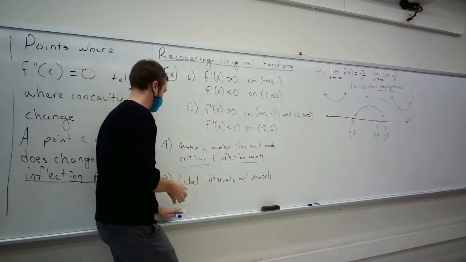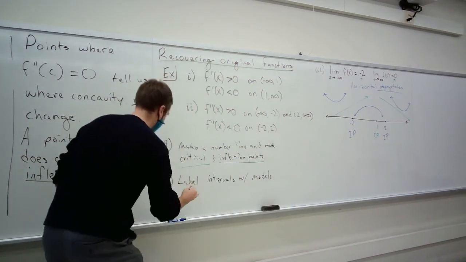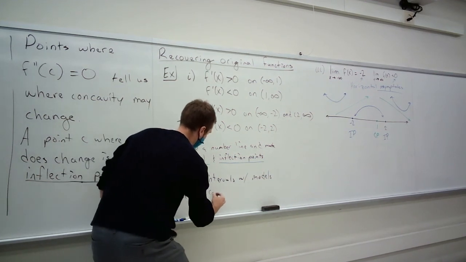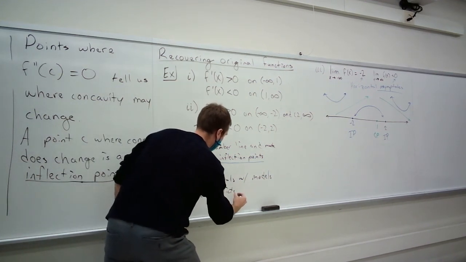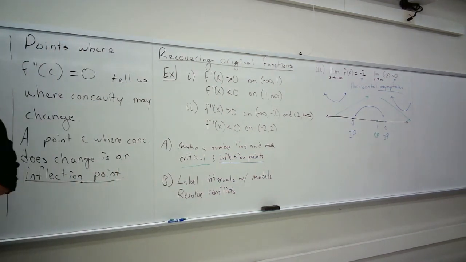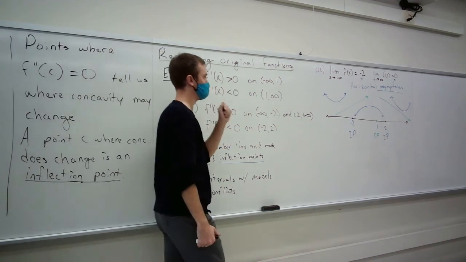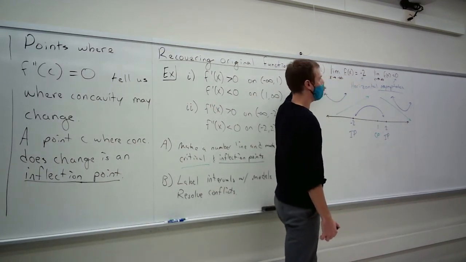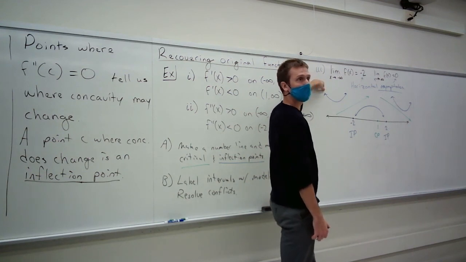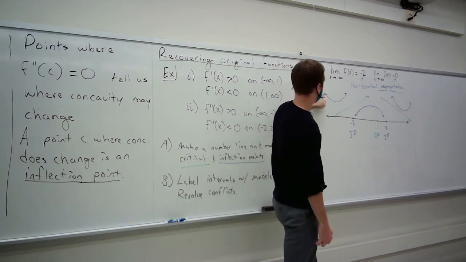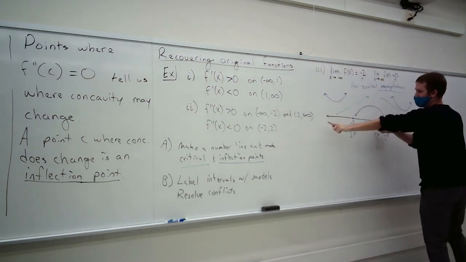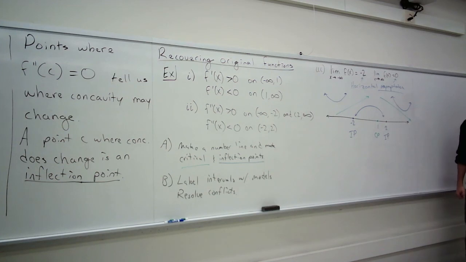The next thing is resolve conflicts, because our models are just models, right? X squared is concave up always, but that's just a model for what's going on in here. Is it always increasing? No. On the left-hand side, it's decreasing, right? But our function from negative infinity to 1 is always increasing.